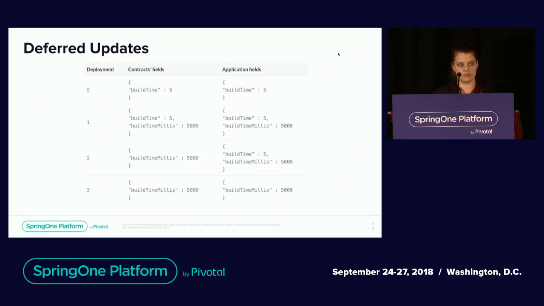So what we can do is use the same strategy that is used for database field changes, which is deferred updates. So let's say we have a field build time in our contracts and in our producer app. It was in seconds for whatever reason, and now we want to make it right and change it to milliseconds. But we still want to be backwards compatible. So what can we do? We can first just add the new field, and we are adding it in contracts, so we also have to add it in the app. It's in both places, it's in production, it's in our contracts. Whoever was using the old field still has the old field.